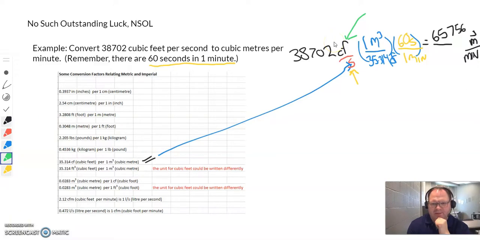And just to point out again, our units cancel out. So the cubic feet cancel out and the seconds cancel out. And what I'm left with are the cubic meters per minute. And that's what I put over here. Nothing just magically disappears. I hope that helps.